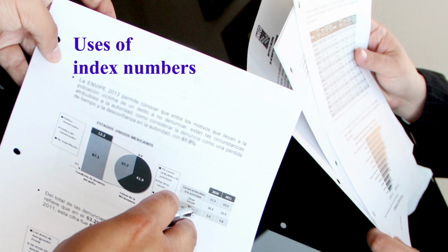So there cannot be a thumb rule that we adhere to a particular methodology as far as the calculation of index numbers is concerned. There must be certain methodologies, certain procedures, and we have to be focused on the multiple ways of calculation of index numbers. So, the use of index numbers.